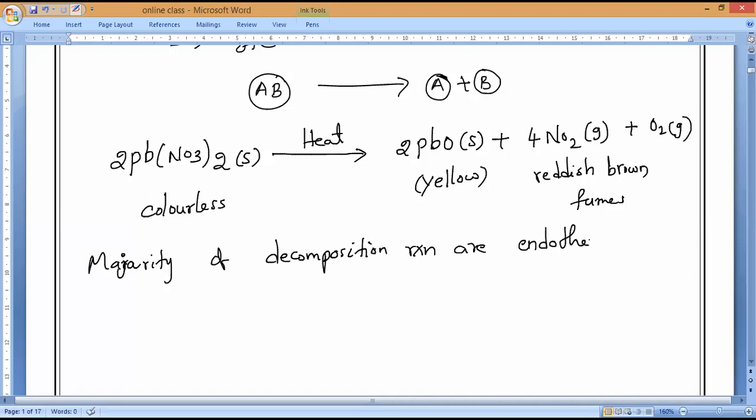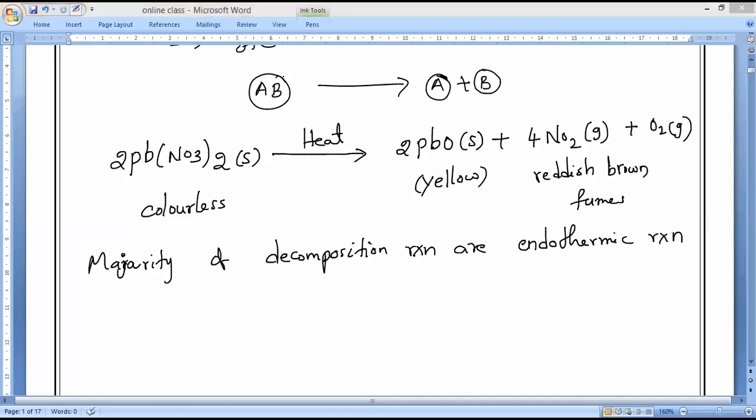Why is it an endothermic reaction? Because heat energy is required to carry out the reaction. That is why they are all called endothermic reactions. So we can say majority of decomposition reactions are endothermic reactions. Understand? Still many students have not joined. If anybody is missing, please kindly tell them to join.